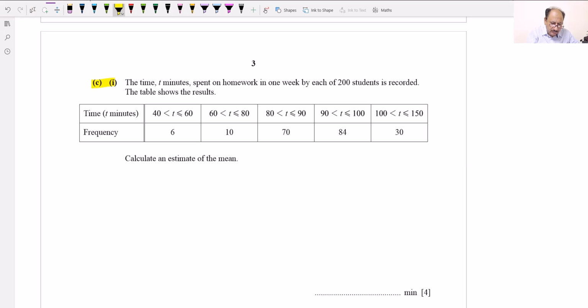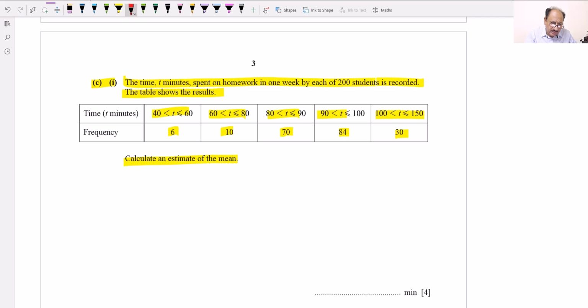Now part C says the time T minutes spent on homework in 1 week for each of 200 students is recorded, and the table shows the results. These are the ranges and these are the frequencies, and they're saying calculate an estimate of the mean. So we will be checking for the middle value.